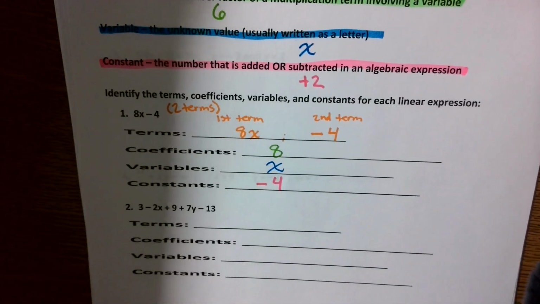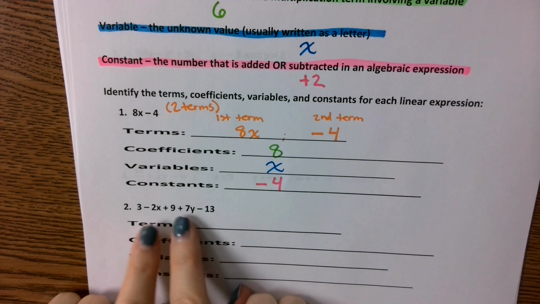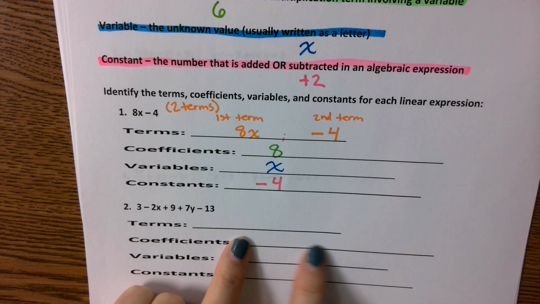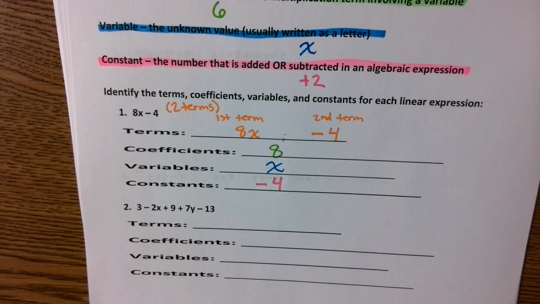You're going to identify all the terms, identify all the values that could be coefficients, all of the variables, and all of the constants. You're going to do this one on your own.